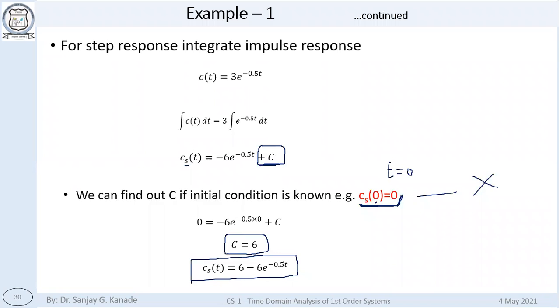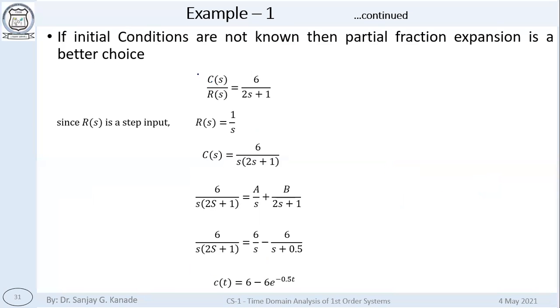Multiplying the transfer function by the Laplace transform of the input and then taking the inverse Laplace transform. We know C(s) by R(s) is the transfer function, and R(s), being a step input, is 1 by s. So C(s), the Laplace transform of the output, is equal to 1 by s multiplied by 6 upon 2s plus 1. That gives 6 upon s into (2s plus 1).